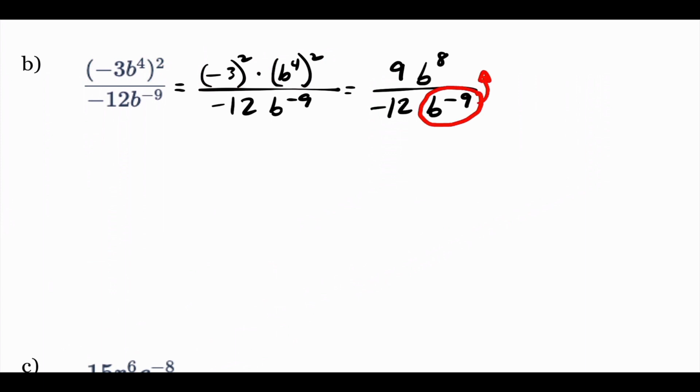Well, I do have a negative down here that I need to move up. So I have 9 times b to the 8th, and then I have a b that moves up, so it becomes b to the 9th on top. Negative 12 stays on bottom because negative 12 doesn't have a negative exponent.